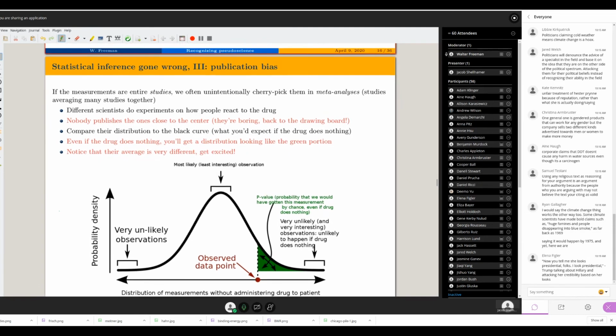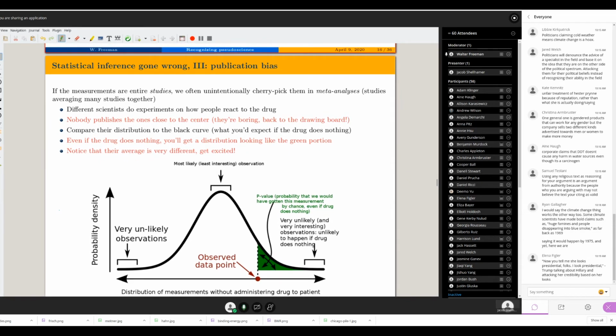Another example is publication bias. This is the one that you saw in the jelly bean example from last time, right? Suppose a drug doesn't work, but lots of people do studies. Some of them will see a slight positive effect, some of them will see a slight negative effect. A few may see a big positive effect. It's still just an accident, right? They're still on this bell curve of things that would happen even if the drug did nothing.